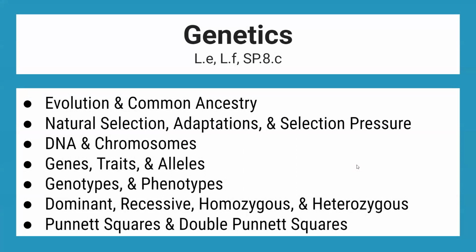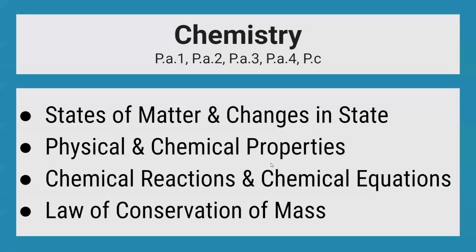Genetics. Obviously, this is a part of the health science and life science, but we want to make sure that they understand those genotypes and phenotypes and all that good stuff, and what's dominant, what's recessive, and then making sure that they're prepared for those Punnett squares, not just the single ones, but the double ones as well that seem to be more common.